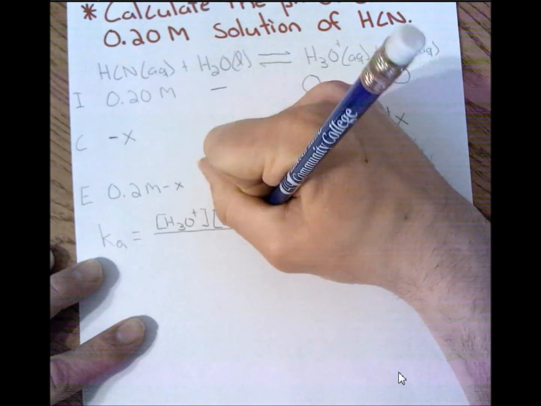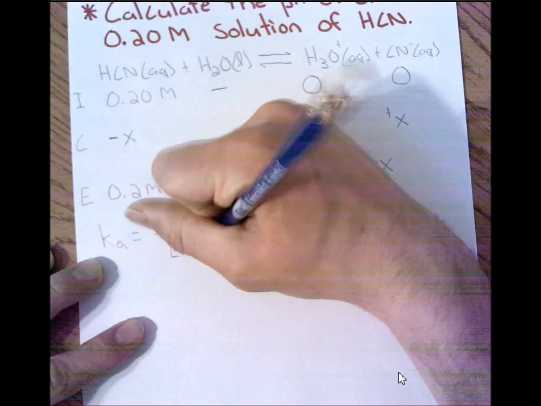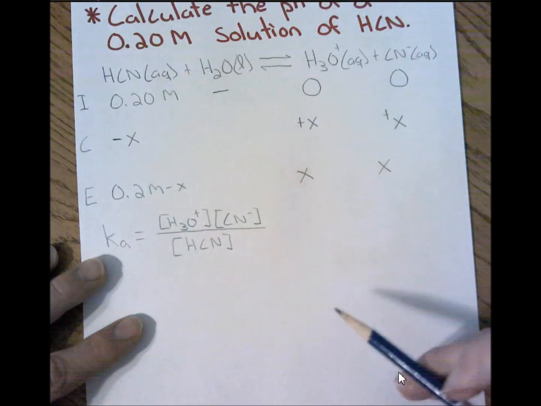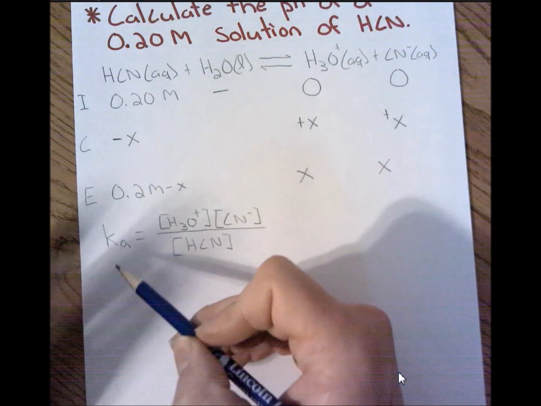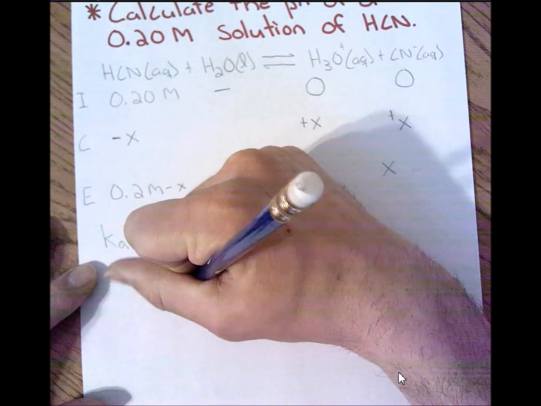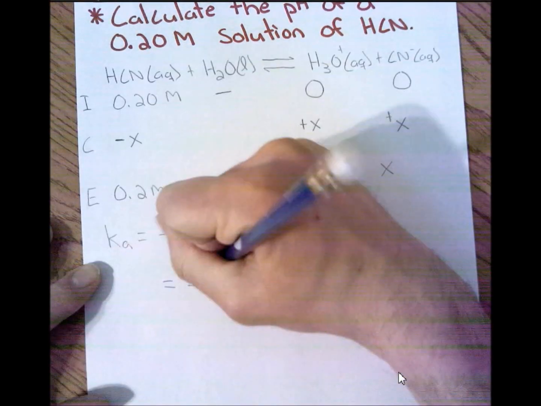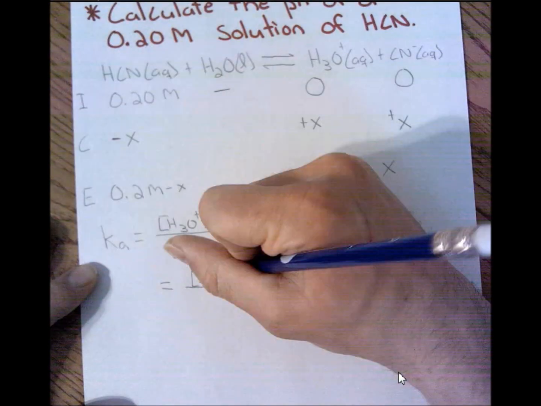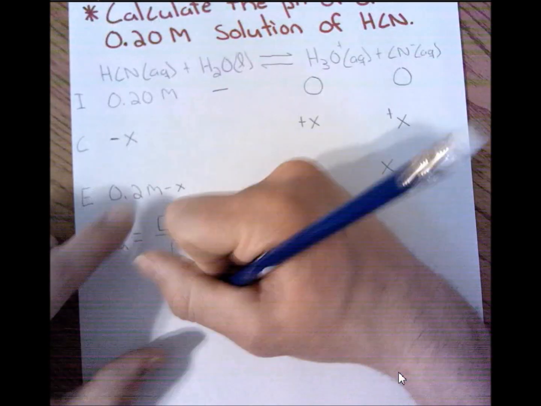Now all we got to do is plug some numbers in. And I'm going to leave a little space for Ka because we're going to get to that in just a second. So give yourself a little space for Ka. We get this: H3O plus is an X times the concentration of cyanide, which is also an X, all divided by the equilibrium concentration of HCN, which is 0.20 minus X. I'm going to get rid of the M so we're not confused. And then we have this business about Ka.